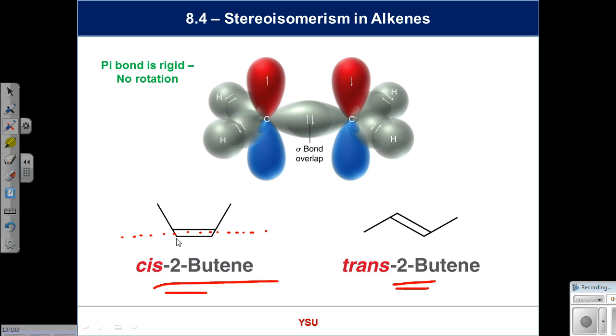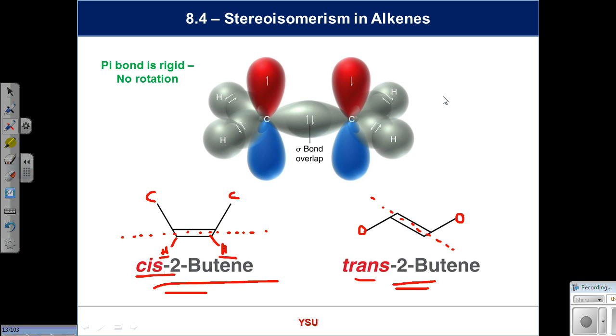And then you ask the question, where are my most important groups going to be? We're going to use the Cahn-Ingold-Prelog rules again, like we did in R and S, but I'm going to tell you that this carbon and this carbon will beat this hydrogen and this hydrogen for the same reasons as they did in the R and S material previously. So they're on the same side of my axis, therefore this is the cis alkene. On the right, if I draw that axis again through the alkene, carbon here and carbon here are on the opposite side of that. We'll call it a trans alkene.